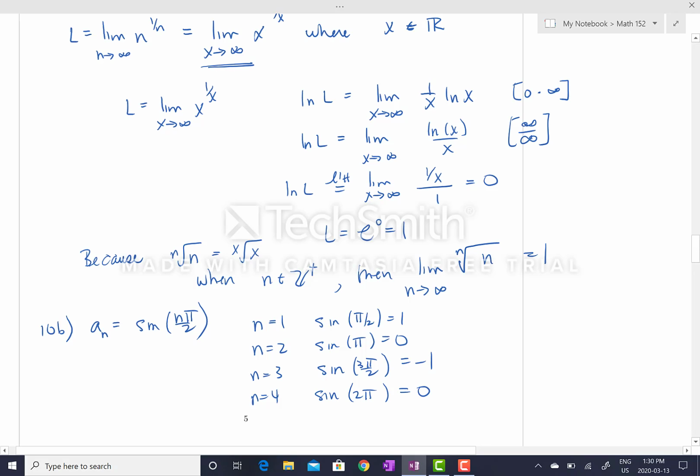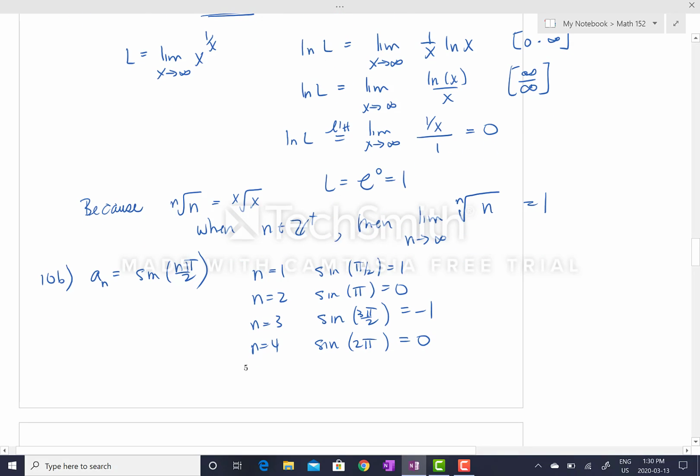And then we see by the periodicity of the sine function, this is just going to keep going. It's never going to approach a specific value. So that means a_n equal to sine n pi by 2 is divergent. Okay, and this is the second type of divergent. We indicated there were two types. One was going to infinity, and one is oscillating. This is the oscillatory version.